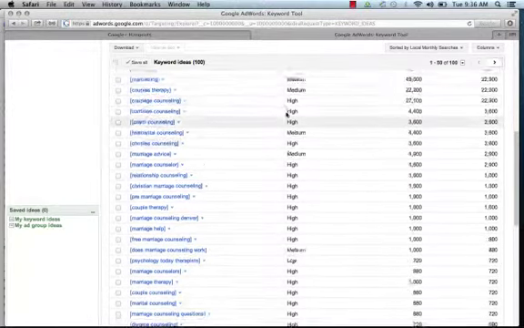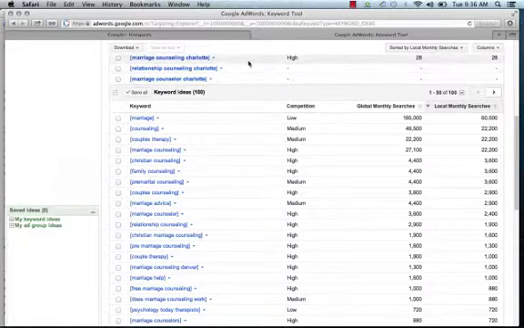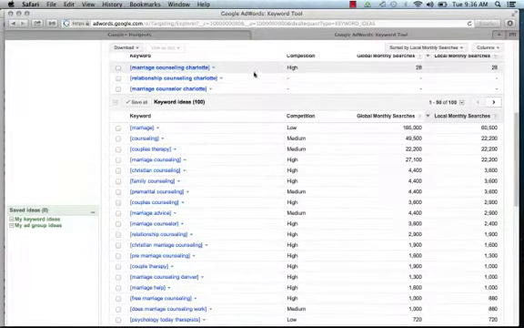So again, you want to get an idea of, across the country, what are the terms people are using to search for, because that's going to give you a better idea of what people are thinking. And then from there you can type in, see what your local area is looking like, and in this case it was definitely a big difference to go from marriage counseling Charlotte to marriage counseling Charlotte NC.